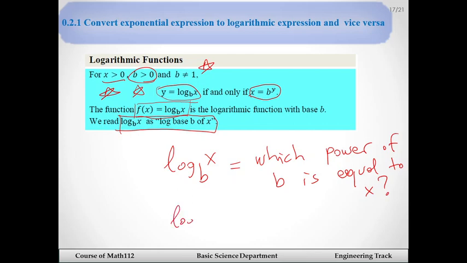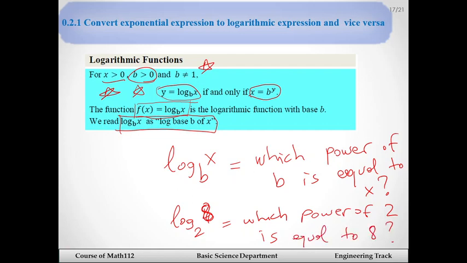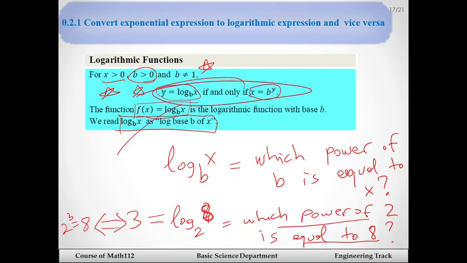Now, ask this question. Which power of 2 is equal to 8? So which power of 2 is equal to 8? It's 3, right? So this means if you write this equality, it means 2 cubed is equal to 8. So this is what it is telling here.